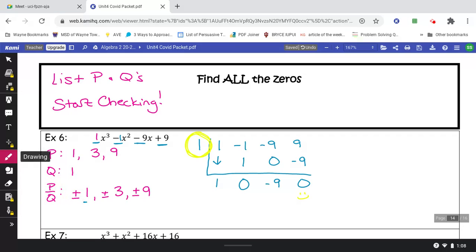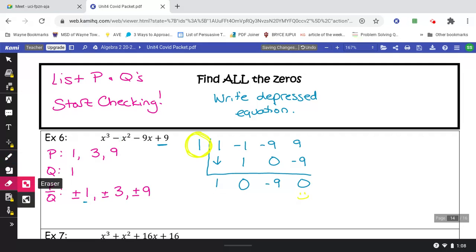After we find one that works, we are going to write the depressed equation. Remember, the depressed equation is just one exponent lower than our problem started out to be. So our polynomial started off as x to the third. Right here you see x to the third. So we'll write our depressed polynomial as x squared. 1x squared, 0x minus 9 equals 0.